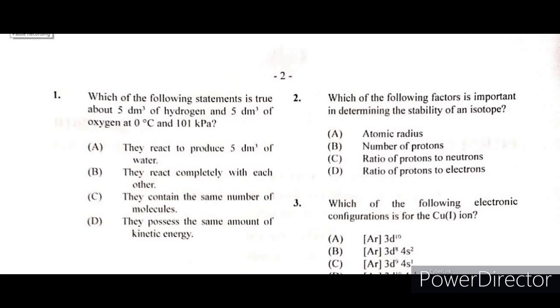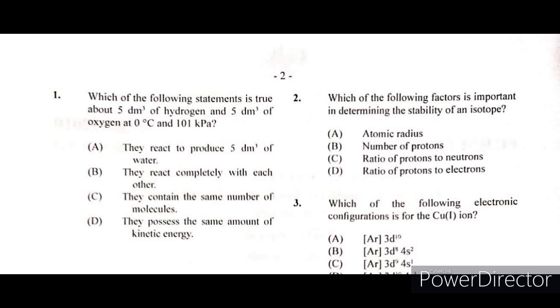Alright, so hey guys. A popular request in my DMs was the 2019 Chemistry Unit 1 paper. So I just decided to get it done. So let's see what we have here.